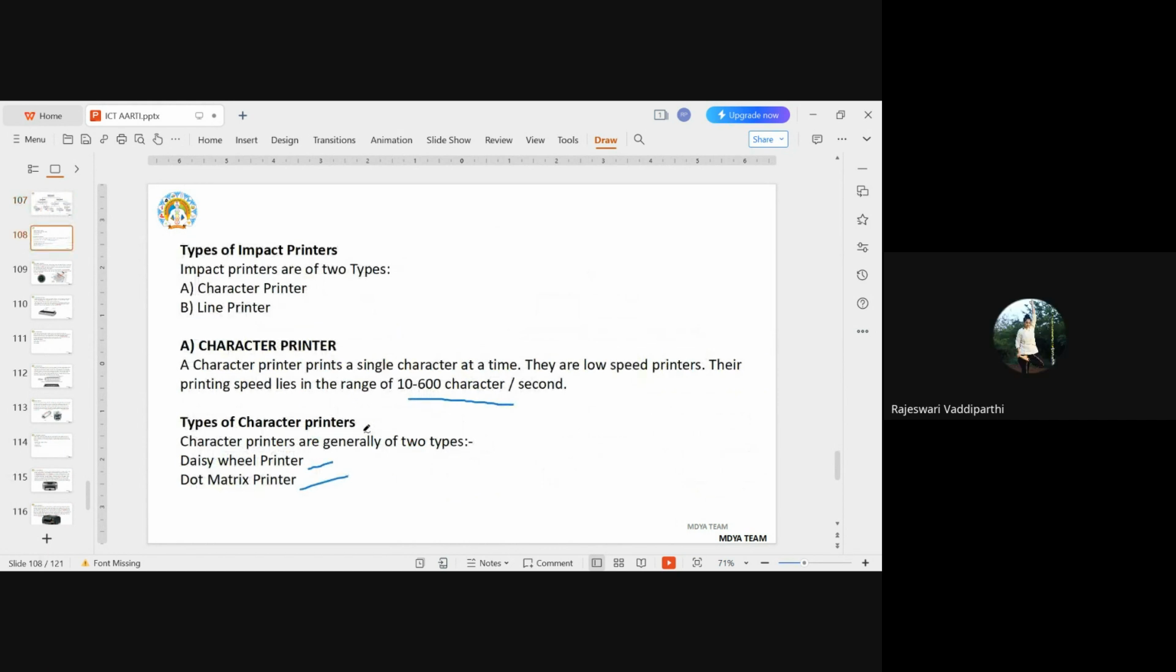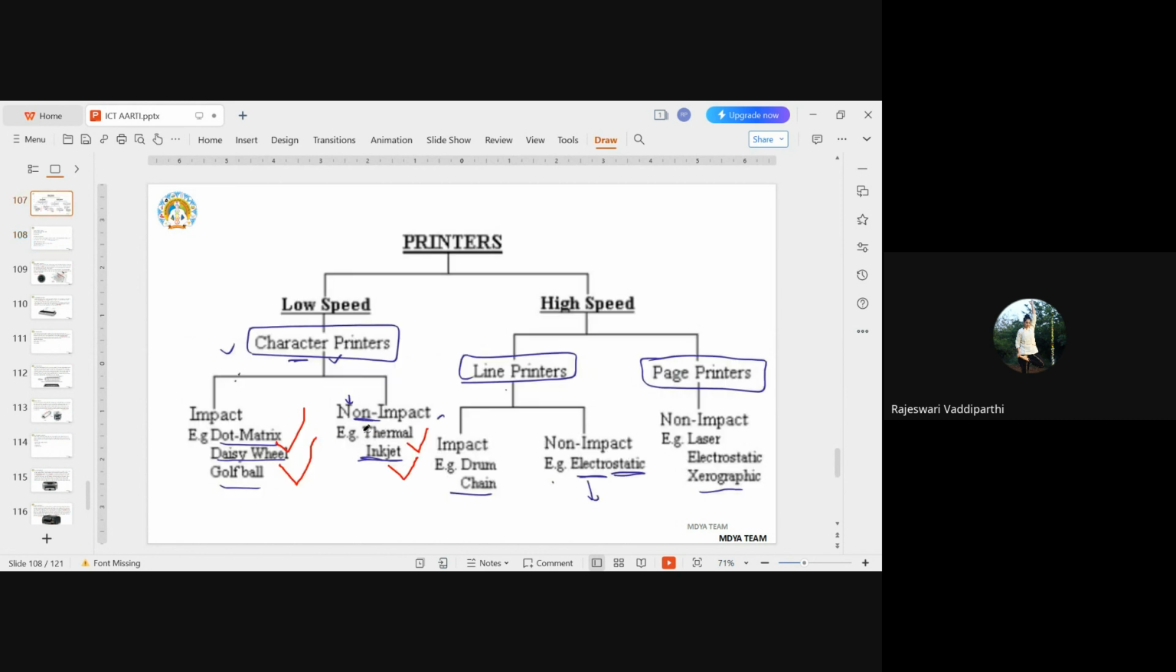So, ma'am, these impact printers are the ones which kind of hit the paper and make a character, while non-impact printers are something more subtle and don't touch the paper. Yes, they don't strike the paper. Those are non-impact printers. The ones where a hammer strikes the paper are called impact printers.